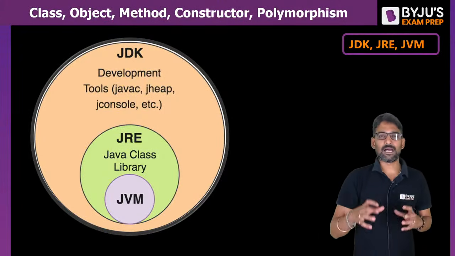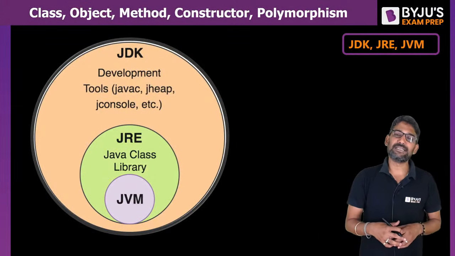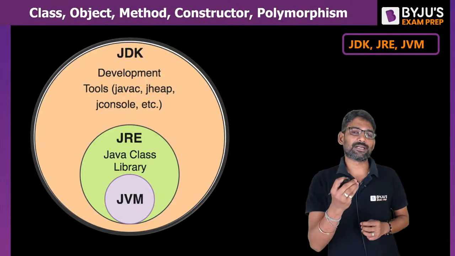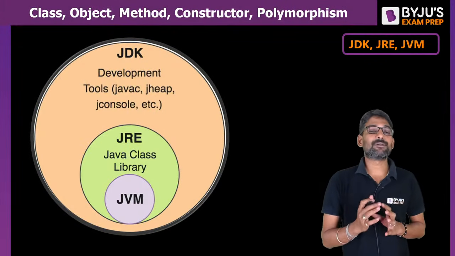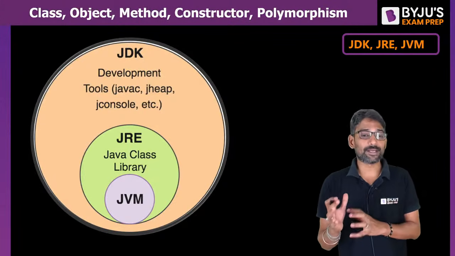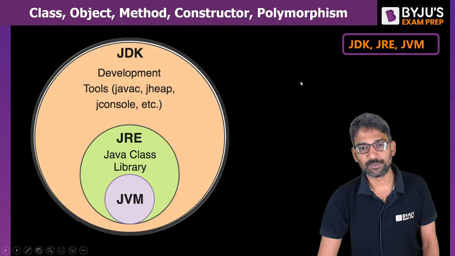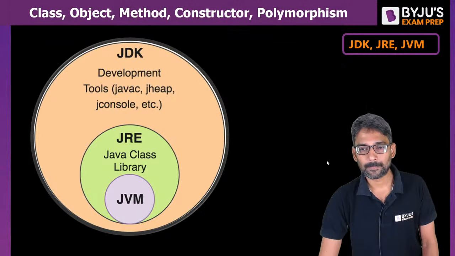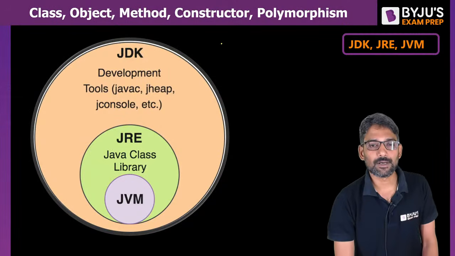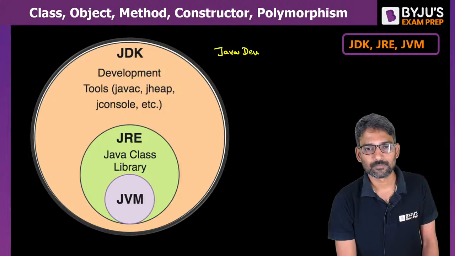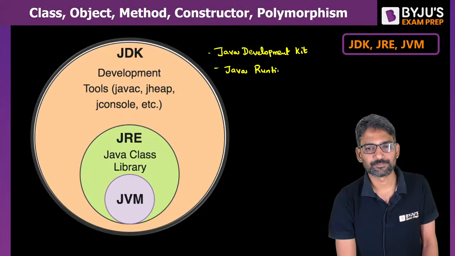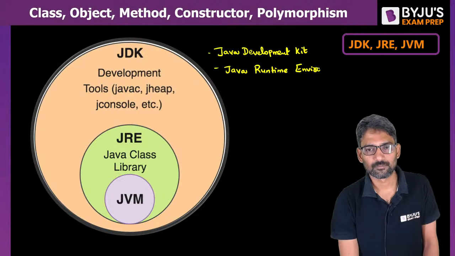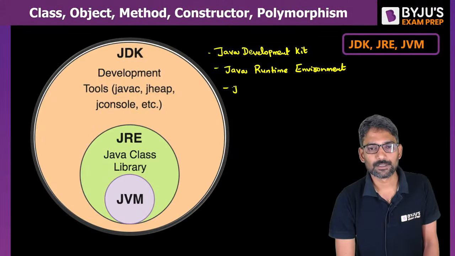And whenever you learn Java programming, it is definitely needed to get some idea about these three: JDK, JRE, JVM. Java Development Kit, Java Runtime Environment, Java Virtual Machine. Let me write them. Java Development Kit. In the NIELIT kind of exams, we may expect full forms also sometimes. So better know these full forms. Java Runtime Environment, and Java Virtual Machine.